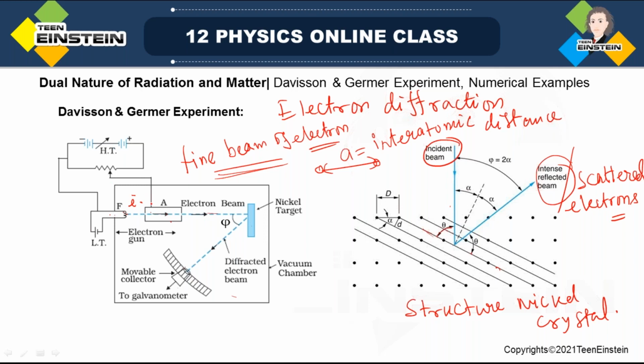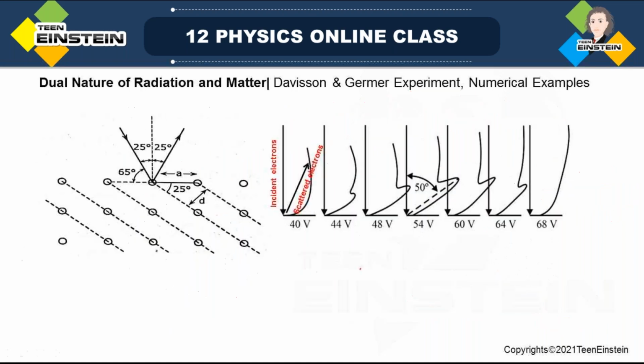Not only that, every time the anode potential has been changed. I'll show you what has been done. This is the experimental result.